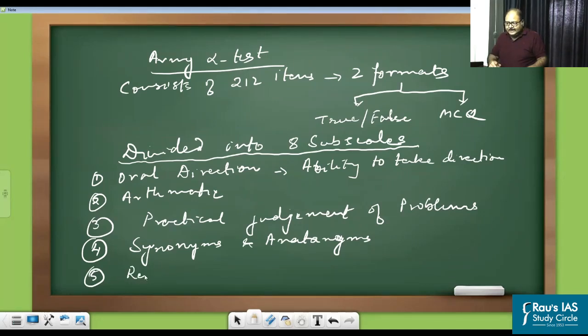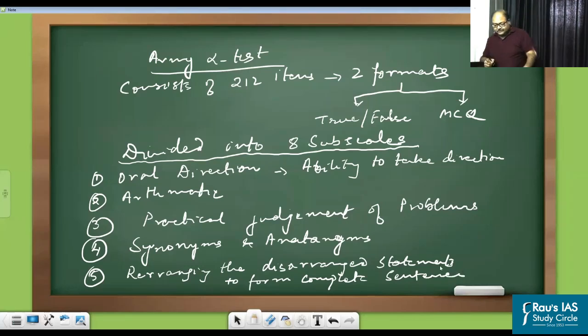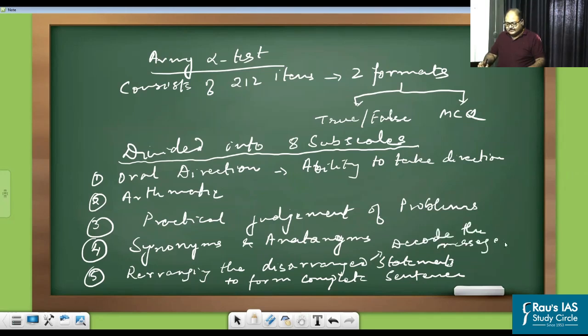Fifth one was rearranging the disarranged statements to form complete sentences. This ability was measured to see if they can decode the messages. Okay. So can they break the codes? Can they decode the messages?